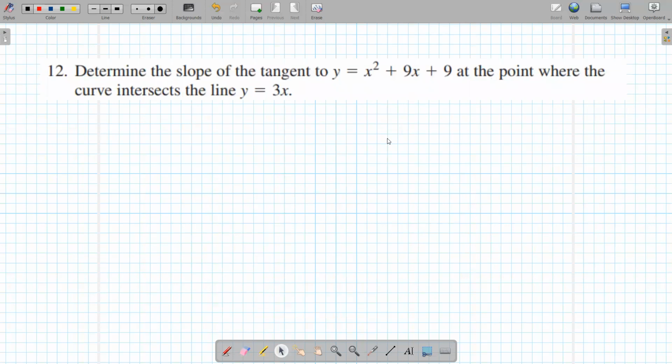Right, this one. Determine the slope of the tangent. Okay, so they've given us a quadratic function, and the point, they've not given us an x value here, but we can find the x value because it's going to intersect y equals 3x. So we need to find the point of intersection between the curve, the quadratic, and the straight line y equals 3x. Do you remember how to find the point of intersection?